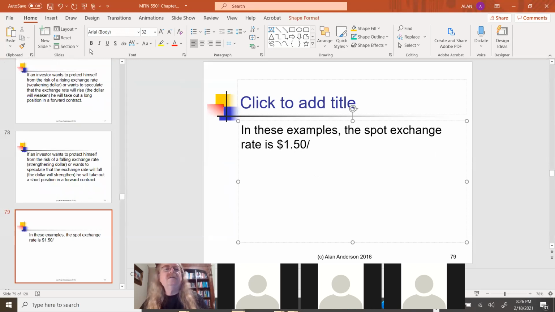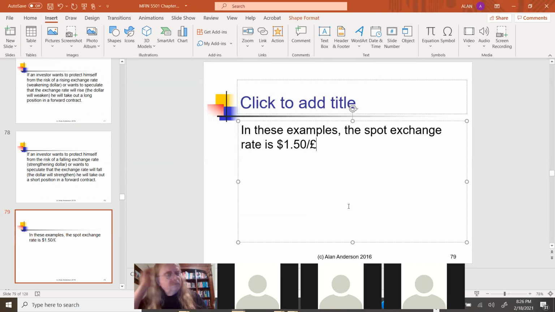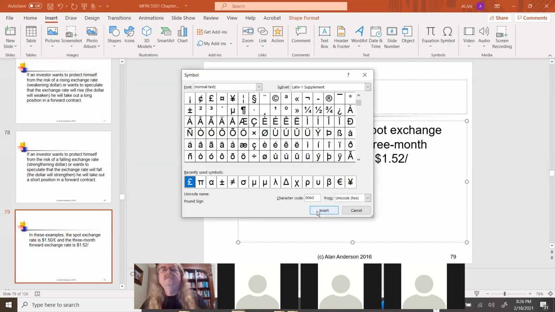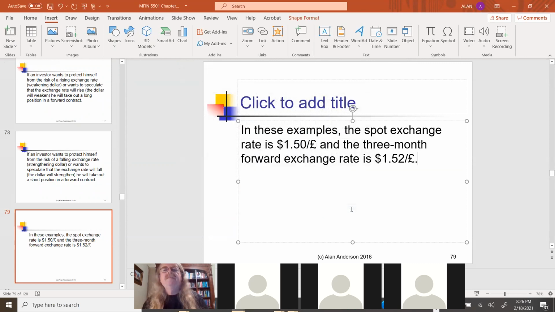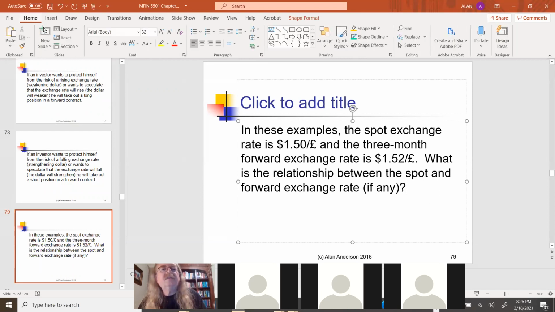Let's say $1.50 per pound. And the forward exchange rate, the 3-month forward exchange rate, is $1.52 per pound. What is the relationship between the spot and forward exchange rate, if any? In other words, are they directly connected to each other, or are they determined independently of each other?